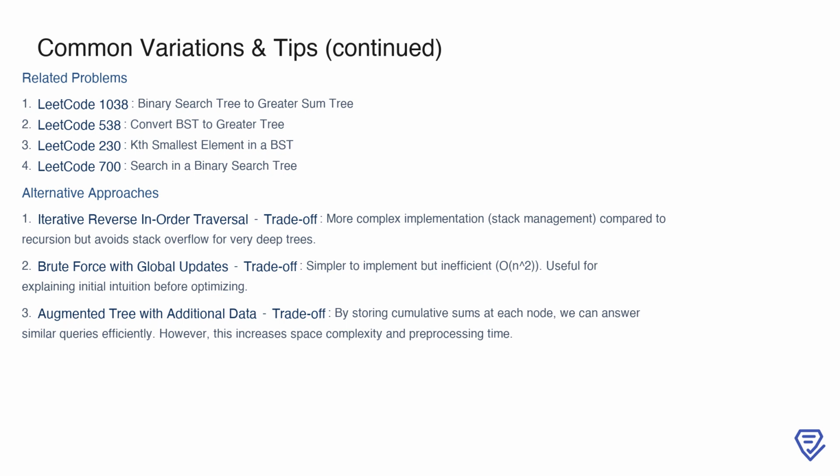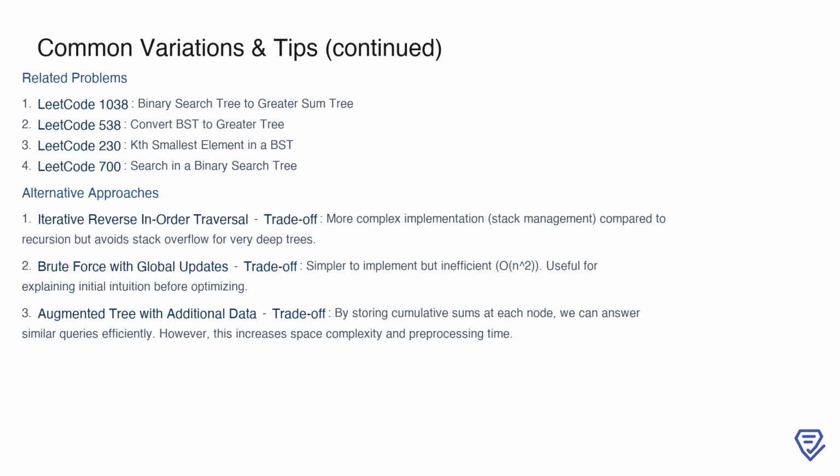As for alternative approaches, iterative reverse in-order traversal is a solid option. While it avoids recursion and its associated risks, it does require careful stack management, making the implementation more complex. Brute force methods, on the other hand, are simpler to implement and can be a good starting point for understanding the problem, though they are far less efficient with a time complexity of n squared.